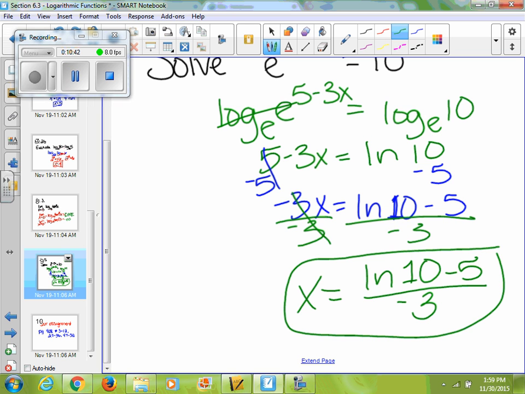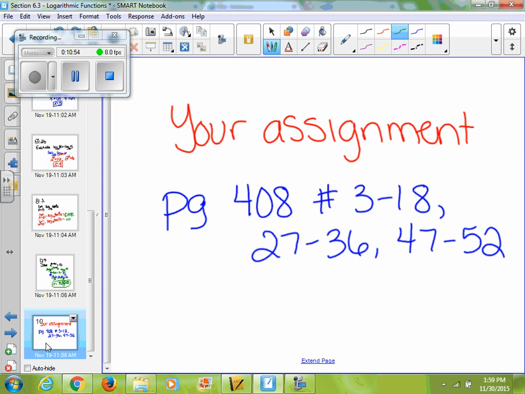When trying to get rid of bases, you have to take the log of that base. So if it's e, then take log base e. If it were 2, you take log base 2, etc. You guys are going to work through page 408, problems 3 through 18, 27 through 36, and 47 through 52. We're going to work on this today and tomorrow.